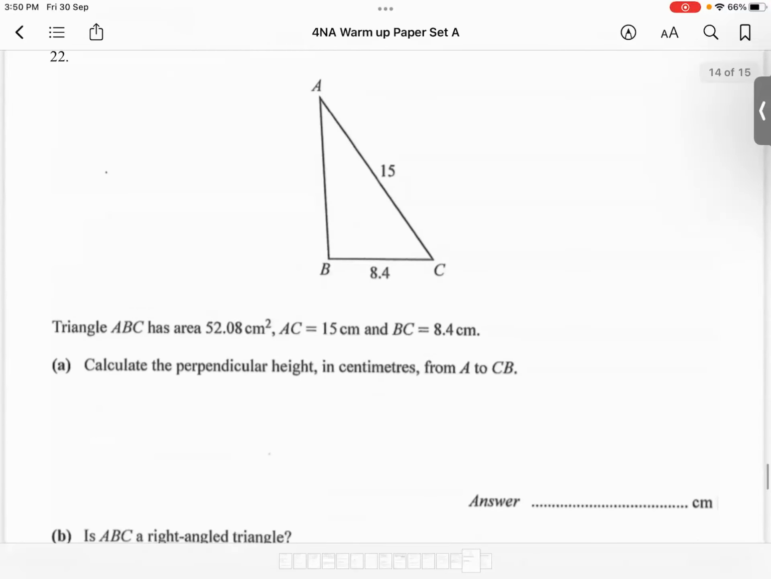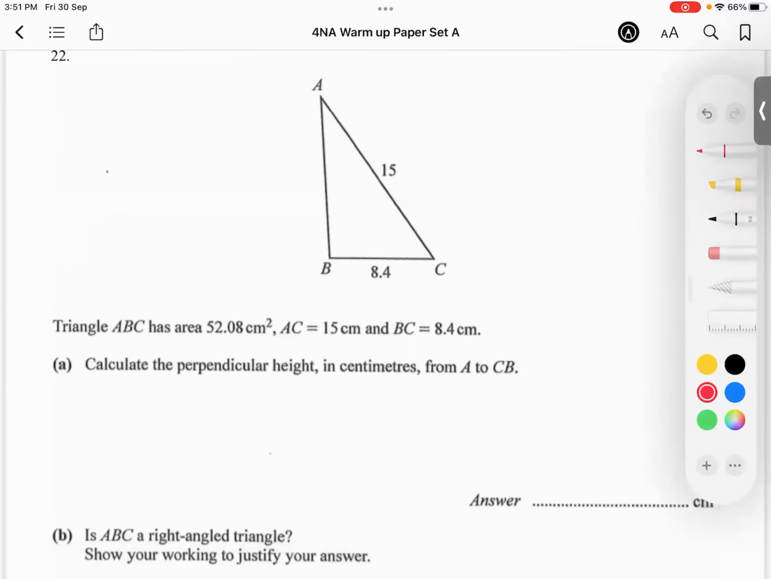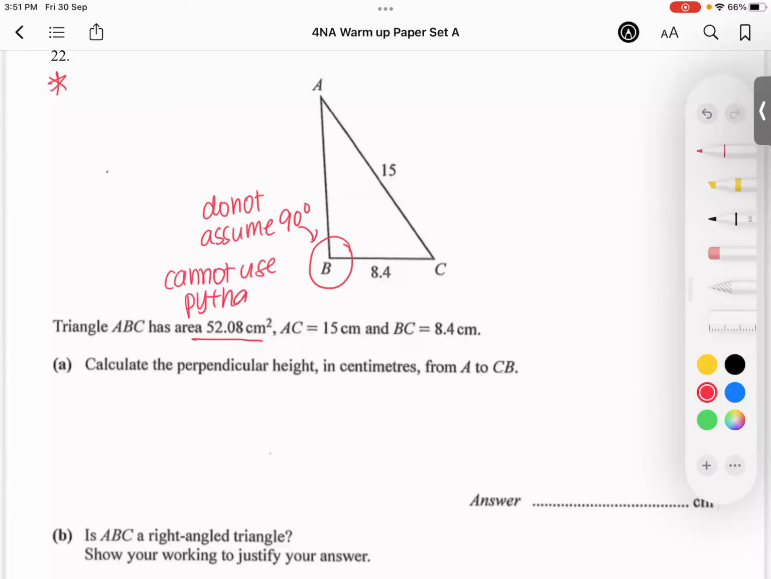This question I went through in class recently as well, but it's one of the more iconic questions where you cannot just use the converse of Pythagoras theorem directly, and students will also assume Pythagoras theorem. So this question is actually a trick question across many different years, right? First thing to take note, they gave you the area of the triangle. Second, they never say this is a right angle triangle. Do not assume. That means if it's not 90 degrees, you cannot use Pythagoras theorem.